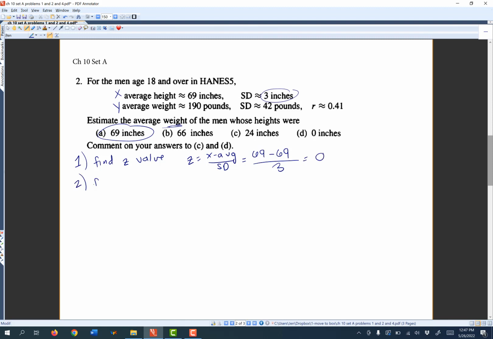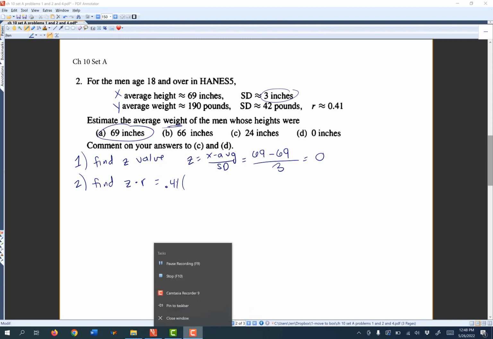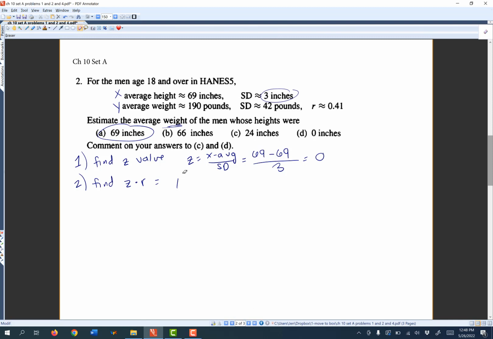Step 2, we're going to find Z times R, because we realize instead of using the SD line, we get better predictions overall for most of our points if we multiply Z by R. So our R is 0.41. Z was 0, so we'll do 0 times our correlation of 0.41, which still happens to give me 0.